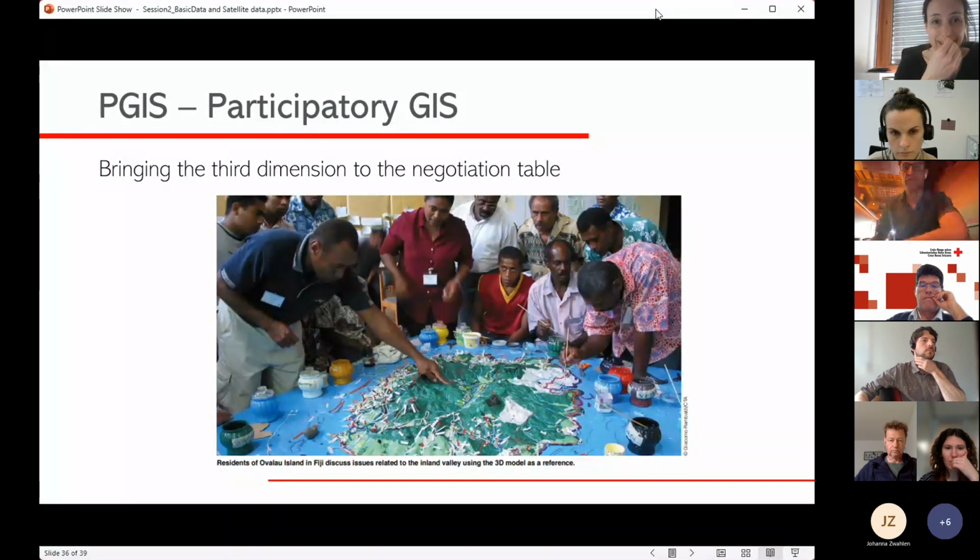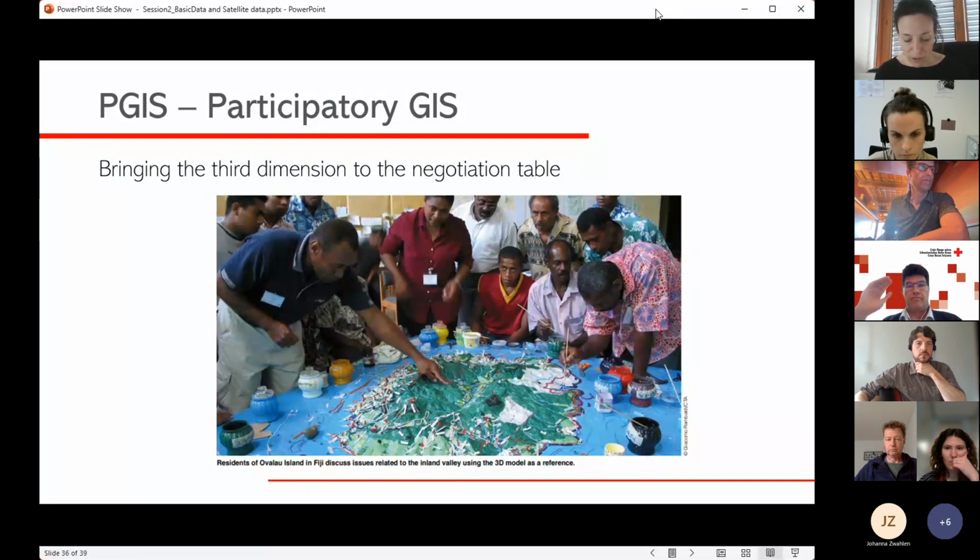So the last type of GIS I wanted to introduce was the participatory GIS. Maybe some of you have heard of it or not. It combines a range of geospatial information management tools and methods such as sketch maps or self-made 3D models, like here in the image, or aerial photographs and GPS measurements.